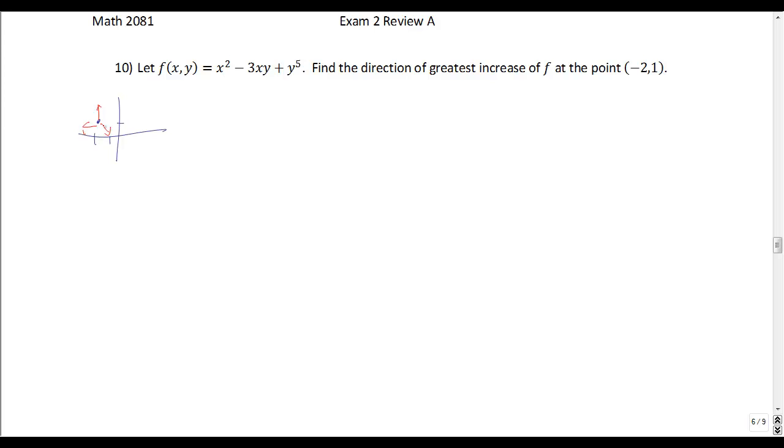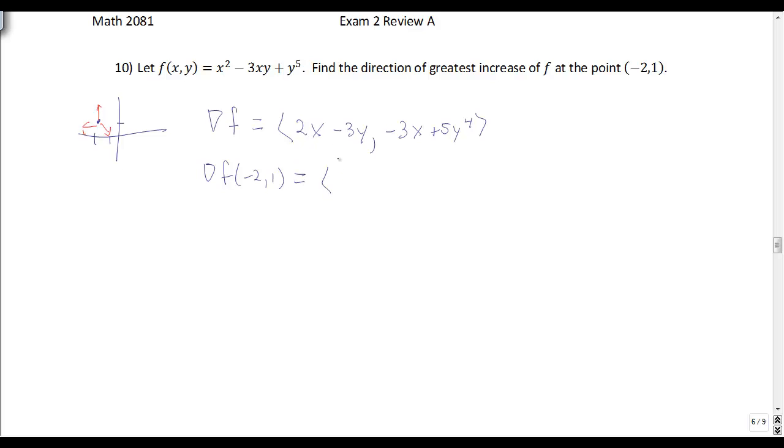So that's really what we're trying to do. Now, the simplest way to do that is to recall that the direction of greatest increase is really in the direction of the gradient. So what we can do is just find the gradient of f. Again, that's the vector of partial derivatives. With respect to x, that's 2x minus 3y. With respect to y, that's minus 3x plus 5y to the fourth. And then we just want to evaluate that at the point we're at, negative 2, 1.